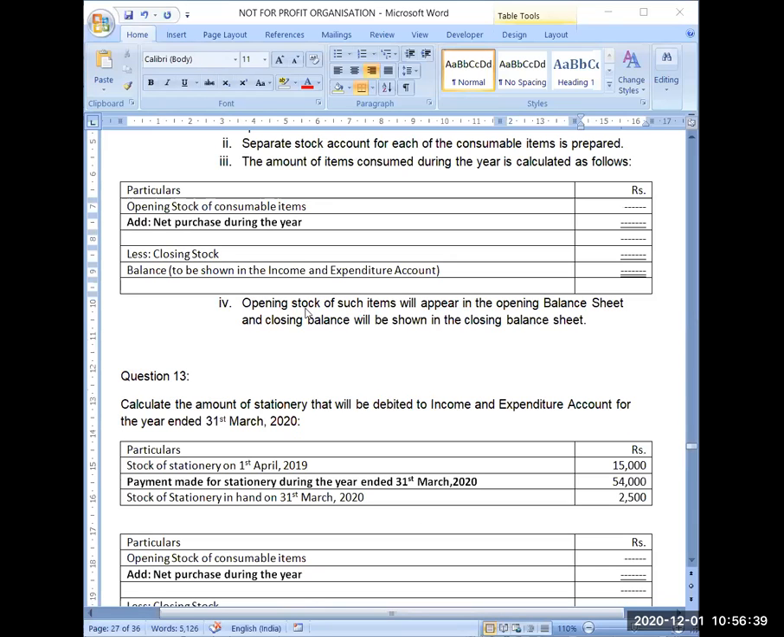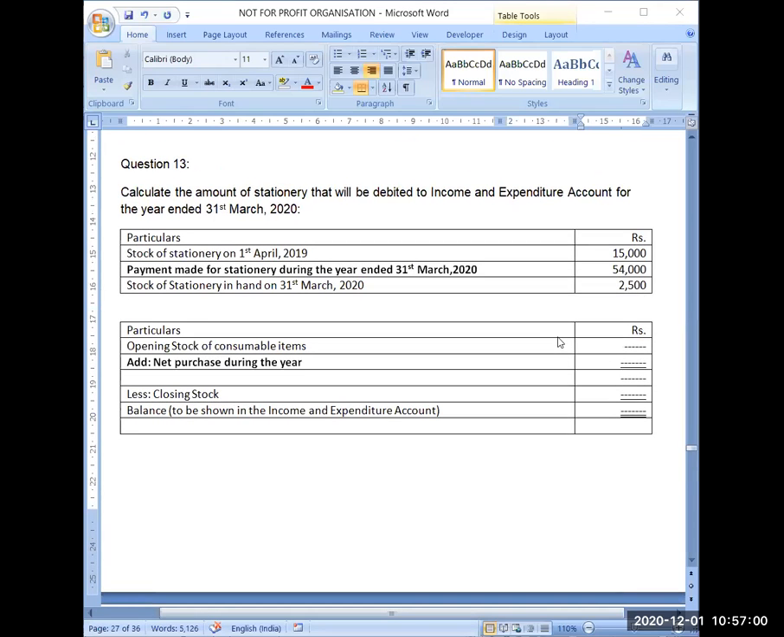So whatever opening stock you are having for any particular item, that will go to the opening balance sheet, and whatever closing stock you are having for that particular item, that will move to the closing balance sheet. That you have to keep in mind while preparing the income and expenditure account and balance sheet.